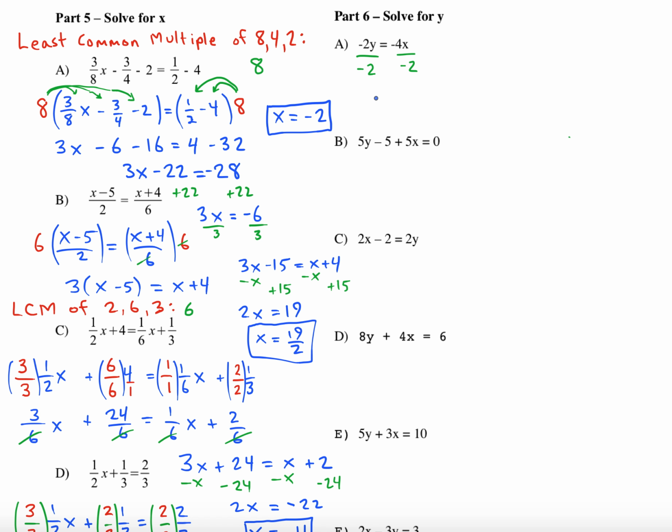So I'll divide on both sides and write the results. I see that negative 4 can be divided by negative 2. It would be a 2. But I have to bring the x down as well. And so that's going to be my final answer. It's done because the y is isolated.